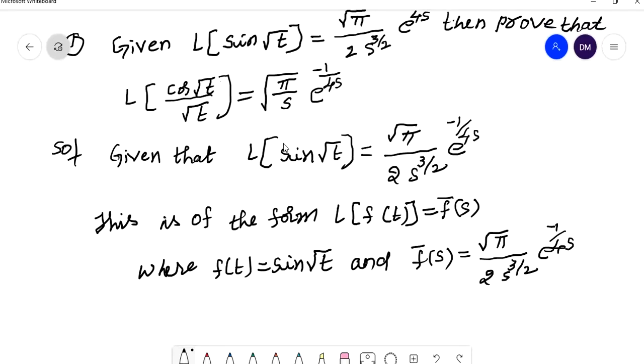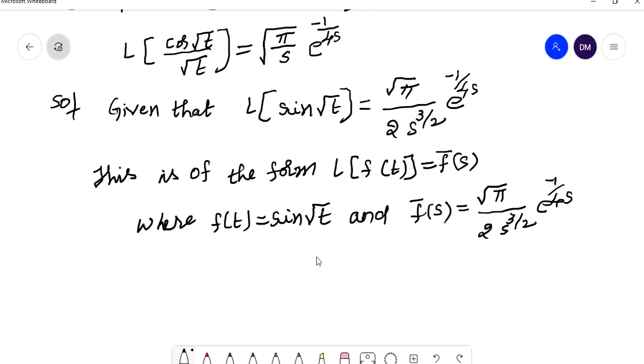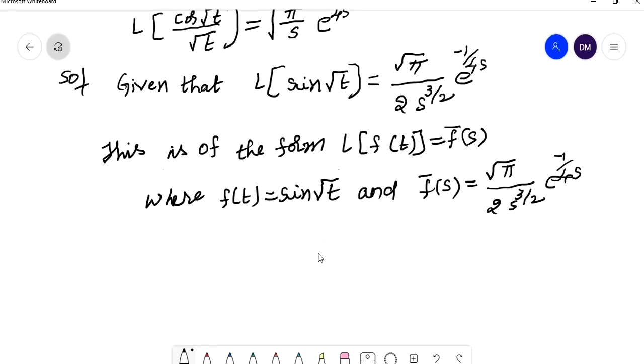Now see here, what do we want? L of sin root t value is given. We want cos root t by root t. Here f of t is sin root t. How can you get from sin to cos? The derivative of sin is cos. So to get the Laplace transform of cos root t by root t, we have to find the derivative of f of t. Then I can use the Laplace transform of derivative formula to get L of cos root t by root t value. Right, now I can find f dash of t value.